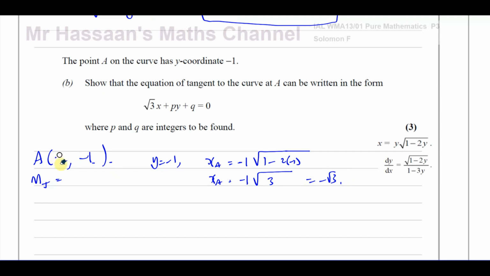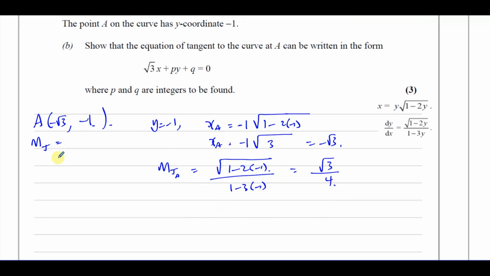So I'll just replace that here. That's minus root 3, the x coordinate of A. And the gradient of the tangent at A is going to be given by the square root of (1 minus 2 times minus 1) over (1 minus 3 times minus 1). So that gives you the square root of 3 over, 1 plus 3, which is 4. So it's root 3 over 4, the gradient of the tangent at A.